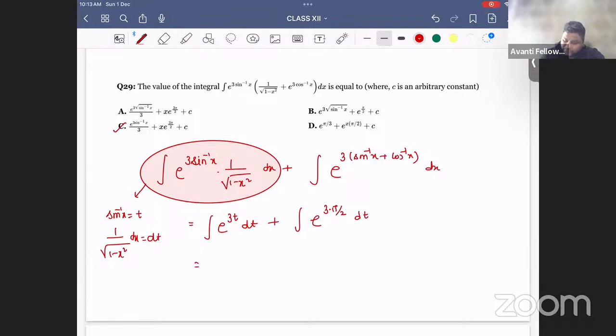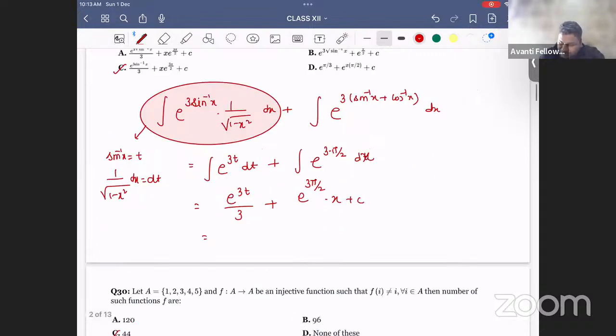Now this is e to the power 3t upon 3 plus, this is constant, so e to the power 3 pi by 2 into t, which is x basically, plus constant. Now replace here. So it is 1 by 3 e to the power 3 sine inverse x plus x e to the power 3 pi by 2 plus constant. Fair enough?